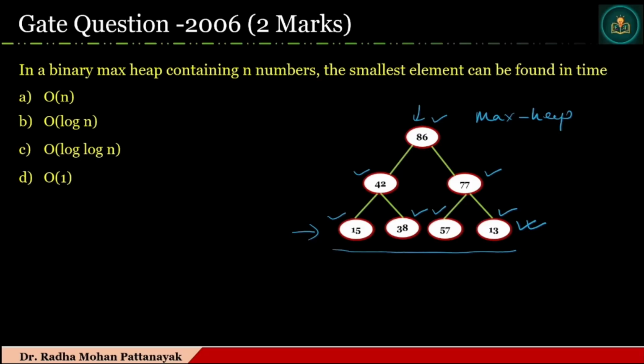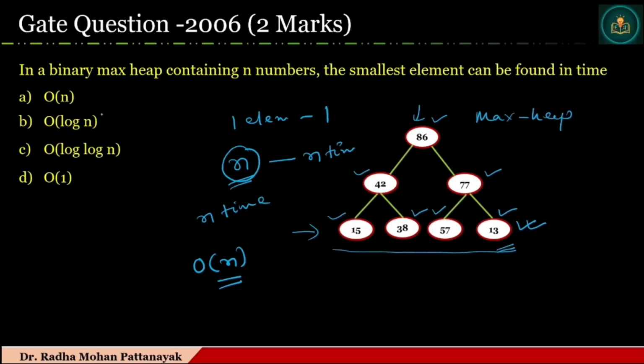If it takes one unit of time to search one element, and inside the tree n elements are there, then to search that location, how much time is it taking? N time, right? Because to search one element it is taking one time. So if inside the tree n elements are there, it will take n time. So what is the complexity in the worst case? The complexity in the worst case is big O of n. So what is the answer for this question? That is big O of n.